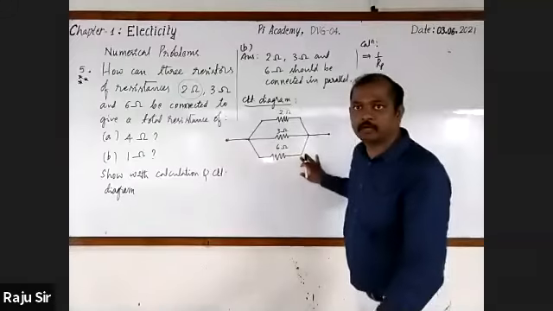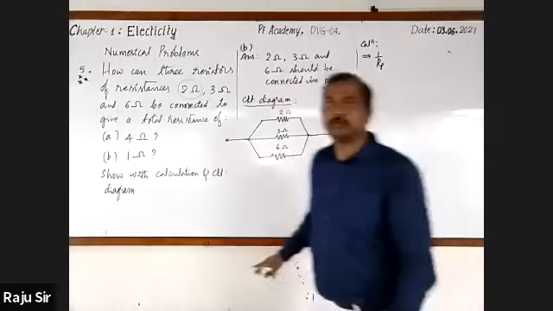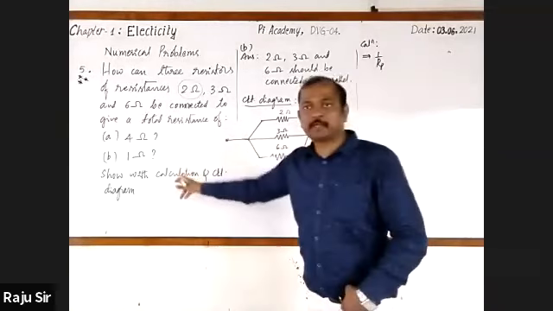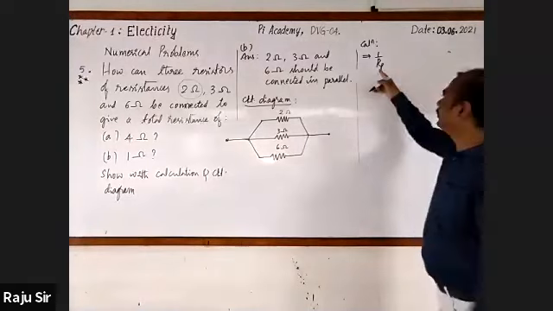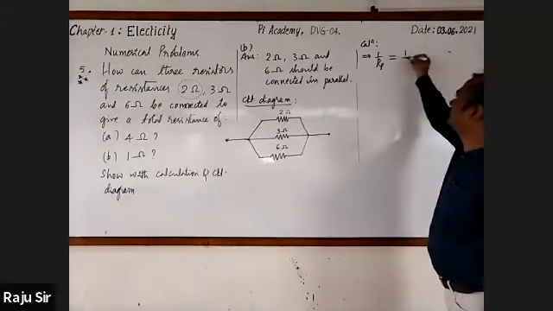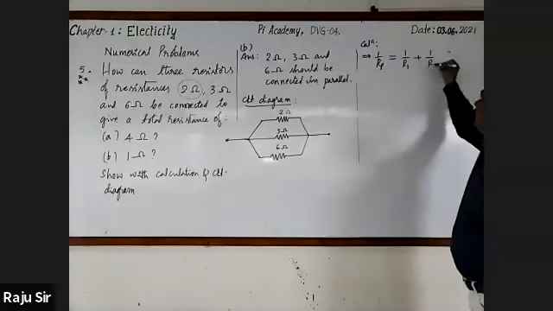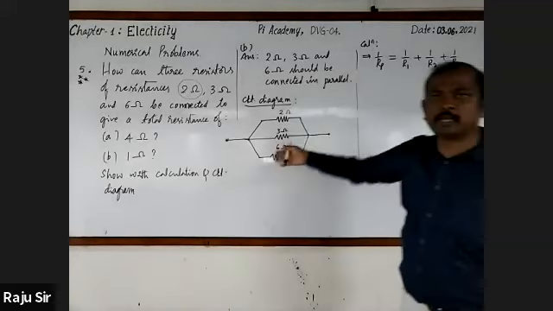Have you drawn? The circuit diagram is over. Next one is calculation. To obtain the effective resistance, we have to use the formula. That formula is 1 by R_P is equal to 1 by R1 plus 1 by R2 plus 1 by R3, because 3 resistors are given.